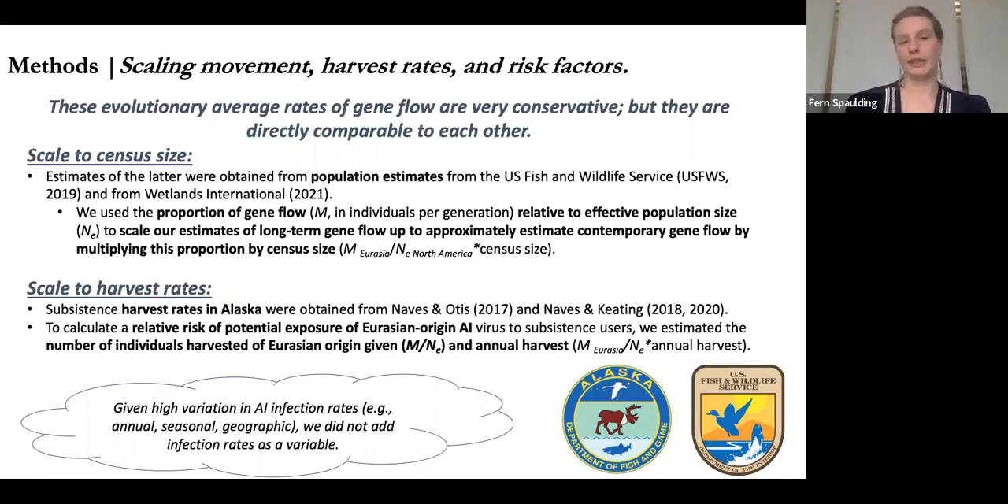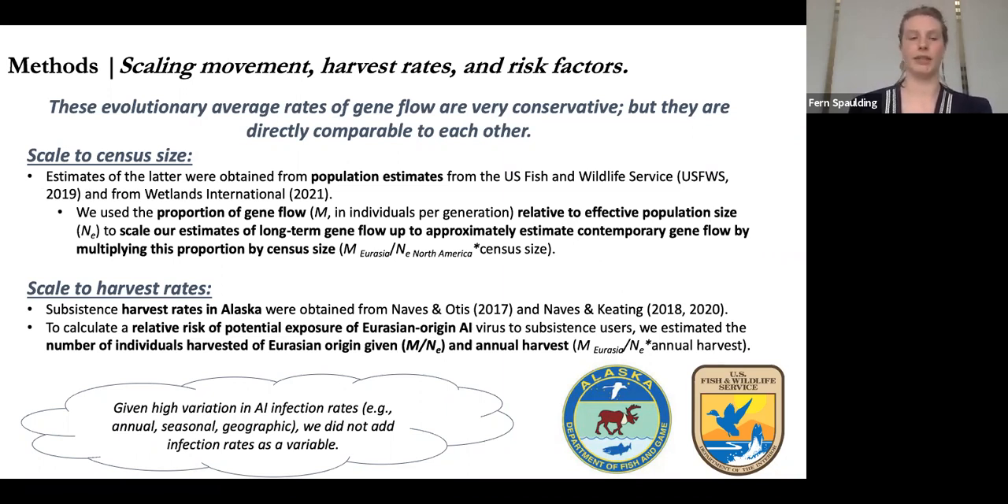So how do we scale this to census size? First, we obtained population estimates from the U.S. Fish and Wildlife Service and Wetlands International, and then we used the proportion of gene flow in individuals per generation relative to the effective population size to scale our estimates of long-term gene flow up to an approximate estimate of contemporary gene flow by multiplying this proportion to census size.